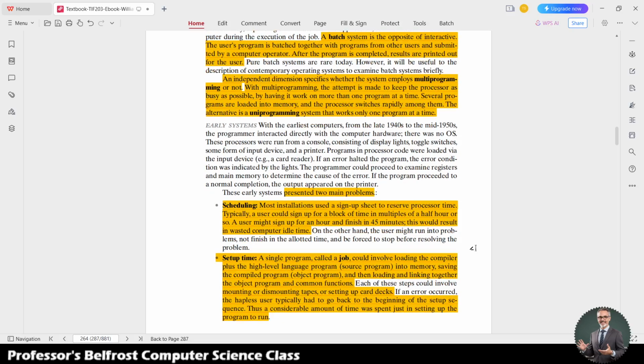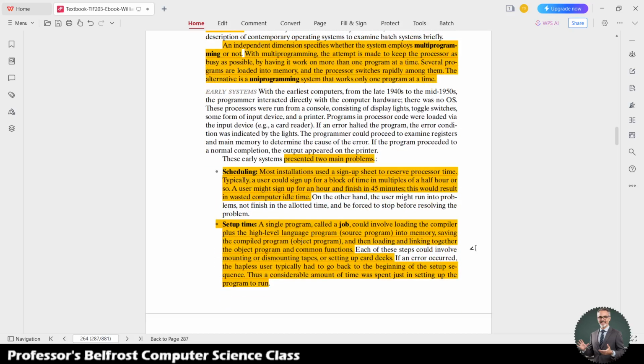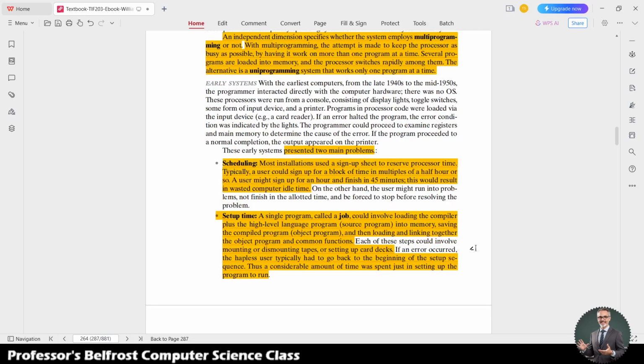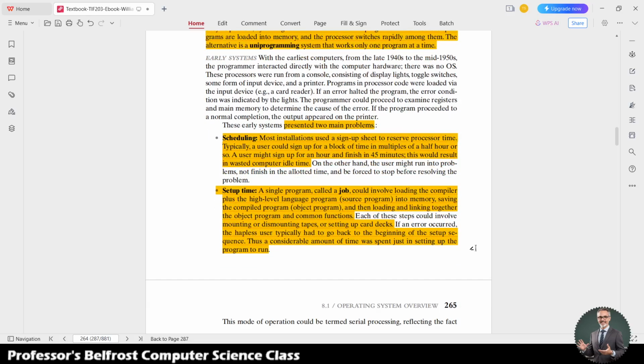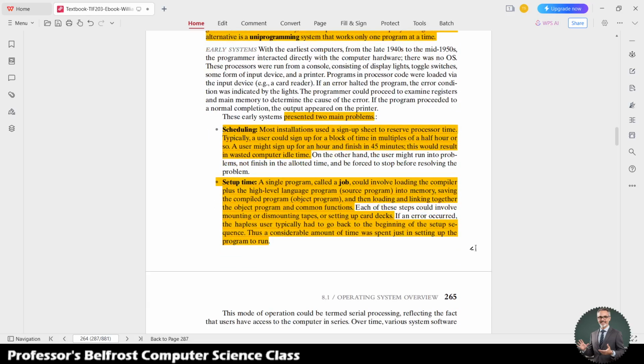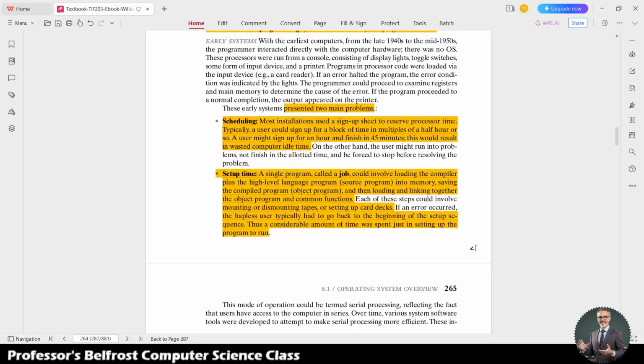Then let's see a little about early systems. In the earliest computers, the program interacted directly with the computer hardware, and there was no OS. Programs in processor code were loaded via the input device, and if an error halted the program, the error condition was indicated by a light. So the programmer could proceed to examine registers and memory to determine the cause of the error. If the program proceeded to completion normally, then the output appeared on a printer.